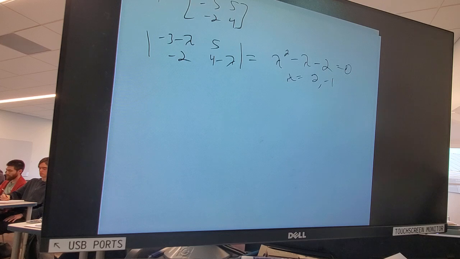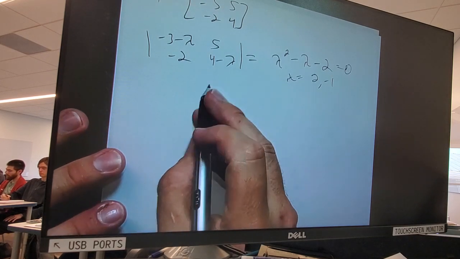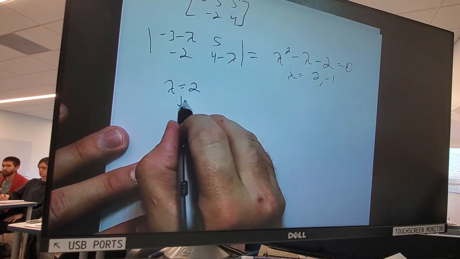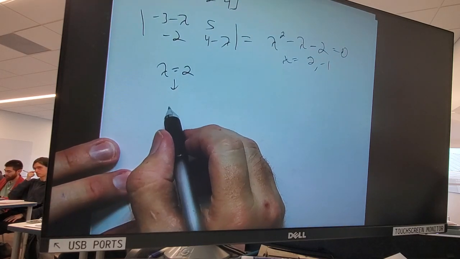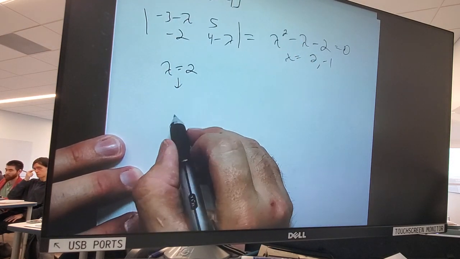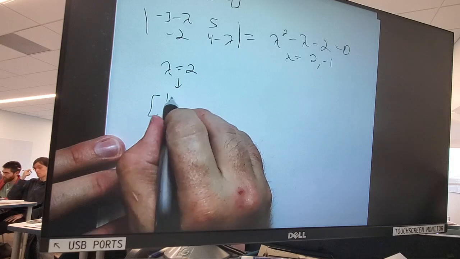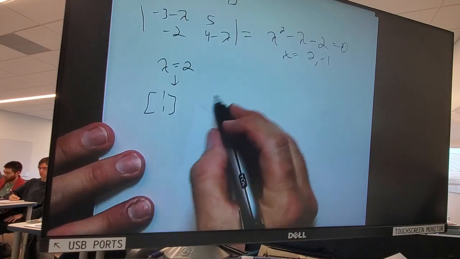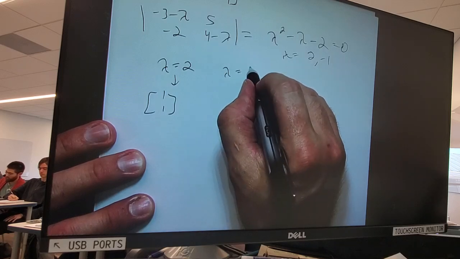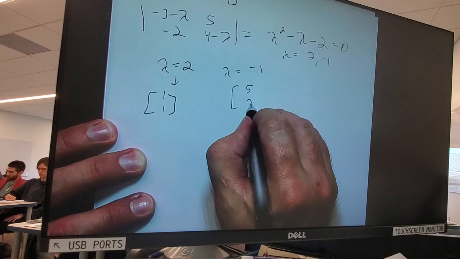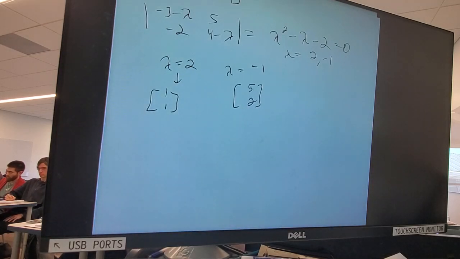So here's where things get interesting. I'm just going to show you this, and next I'm going to try to prove this. If I look at lambda equals 2, I'm really going to cut to the chase here. Go through all the stuff, set up the A minus lambda matrix. I would end up with, I hope I did this right, 1, 1 as my eigenvector. You guys with me? Lambda equals, what was the other one? -1. That leads to an eigenvector of 5, 2.